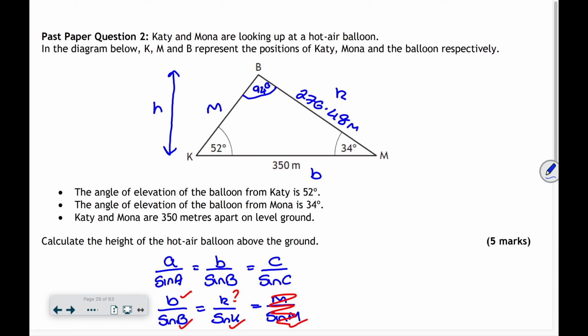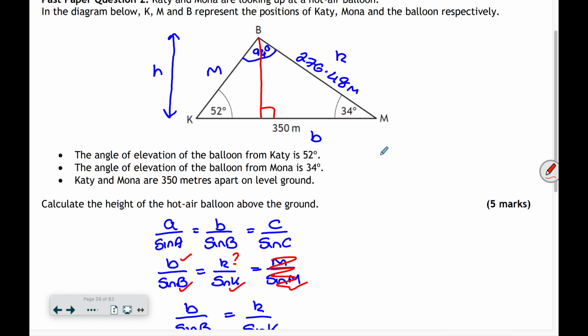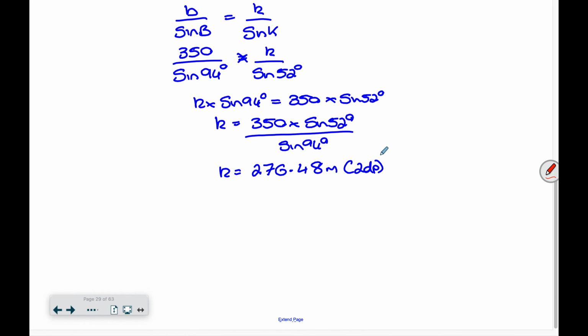How does that help me find the size of the height? Well, since height is perpendicular to the ground, you can always assume that a height always meets the ground at right angles. So I can create a brand new triangle out of this. And that's where it didn't matter if I found side K or side M, because if I found side M, I would just use this triangle over here. So I'm now going to use the triangle from B down to the ground and then along to M. Let me just draw that out.